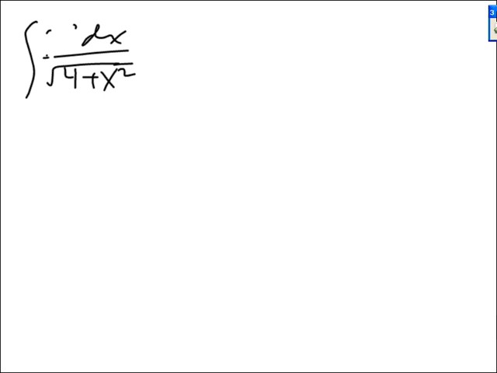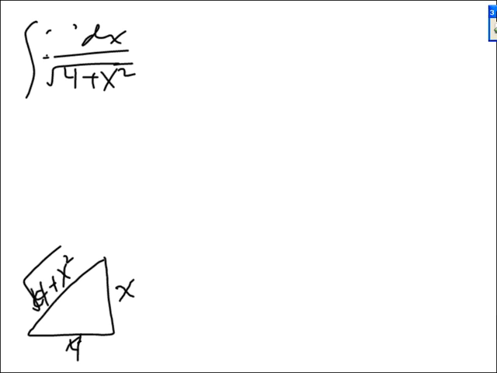So, this is a classic trig substitution problem. Since everything under the square root sign is positive, since it's a squared plus b squared, or plus x squared, the whole thing goes in the hypotenuse: the square root of 4 plus x squared. X goes here, and 2, not 4, 2 goes there. And the angle is u.